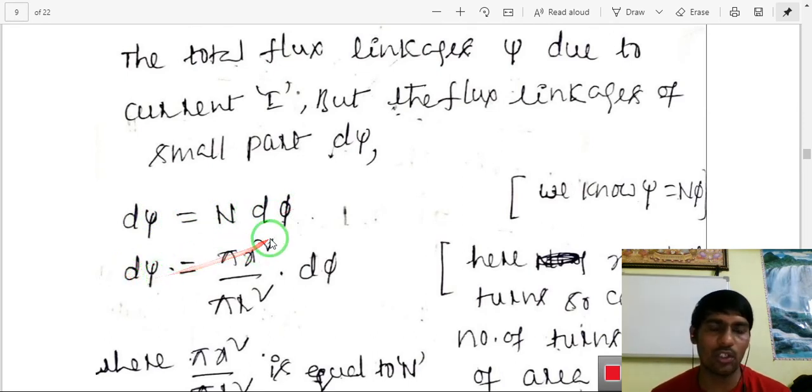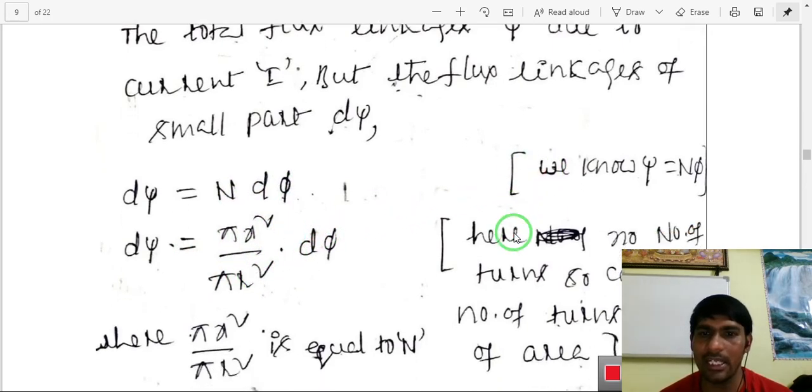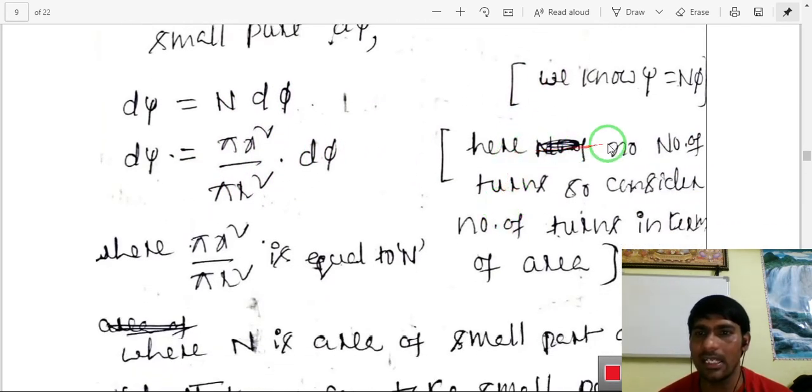So dψ equals N into dφ. You have already found the dφ value above, so this value can be substituted in this equation. N into dφ, that is πx² by πr². So here I can consider the number of turns in terms of area. We can consider number of turns in terms of area.